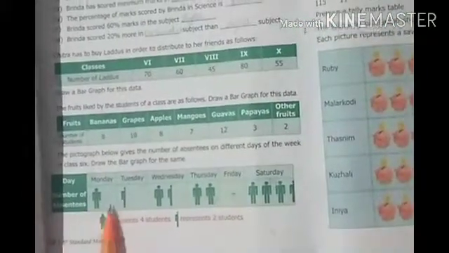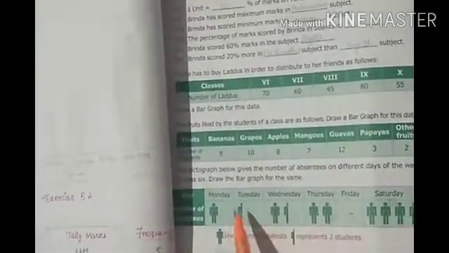Now Monday. See the question. For Monday, how many absentees? 4. So just start from 0 and end with 4. You can draw this bar graph straight away. It's a vertical bar graph. Inside you can draw whatever you like, either smileys or you can shade it.